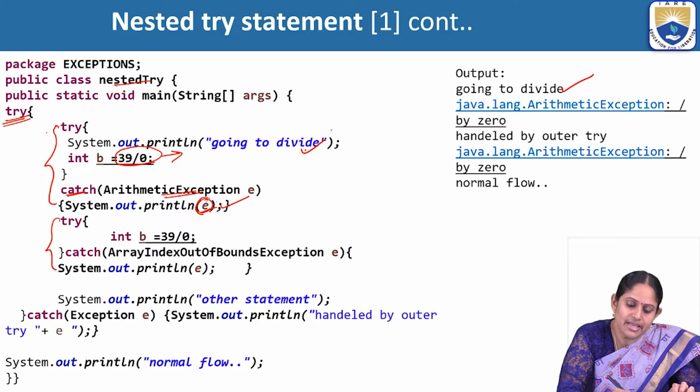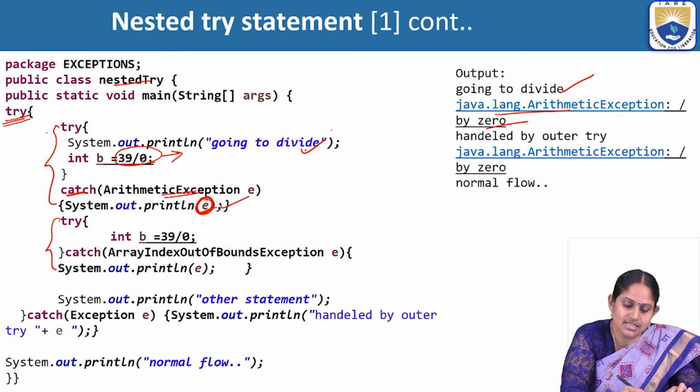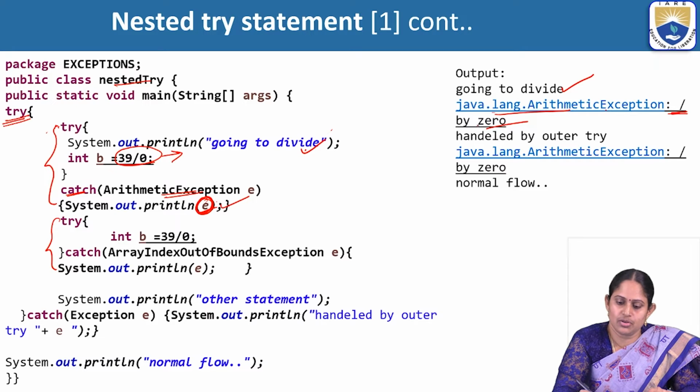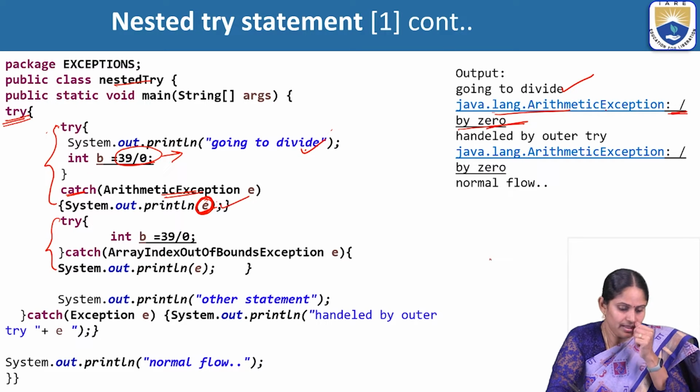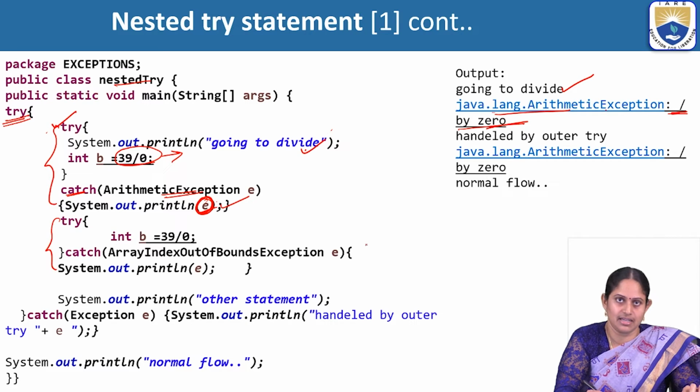Then it is displaying the exception object, which will give the description like this. This is creating an arithmetic exception, java.lang.ArithmeticException, and it is created because of the division by 0. So its description is also given. So this is one try block inside one nested try.